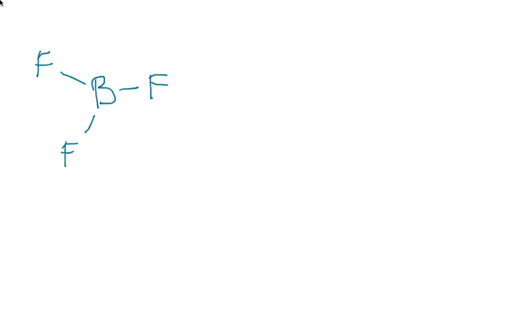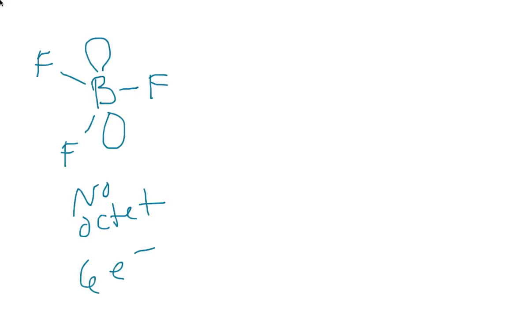It's a neutral molecule, but has an empty orbital. And so there's no octet. It only has 6 electrons around it right now. So it's seeking electron density. Even if it becomes a formal plus charge or negative charge, it's seeking electron density.